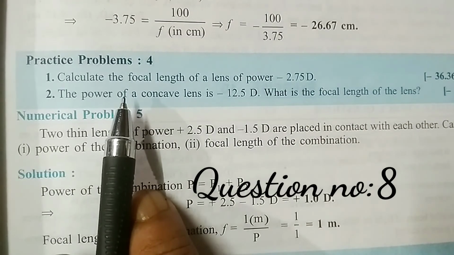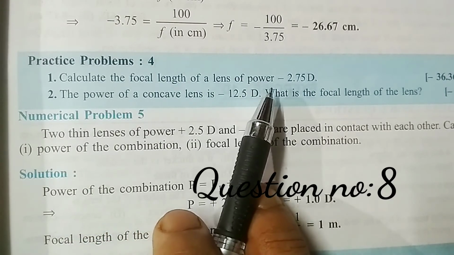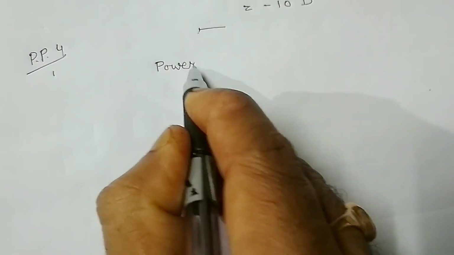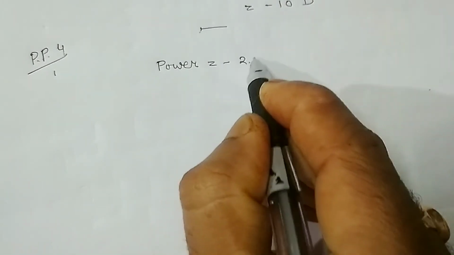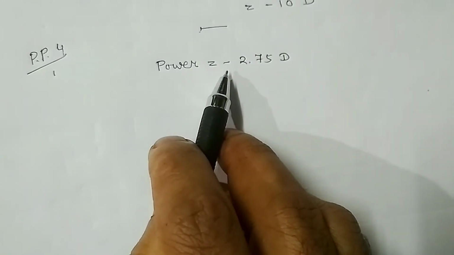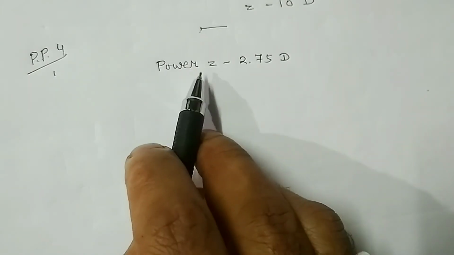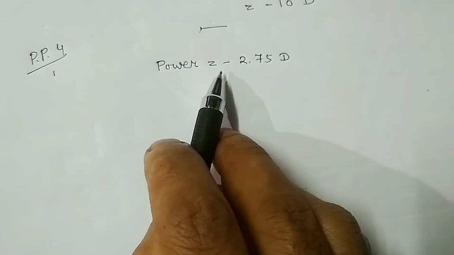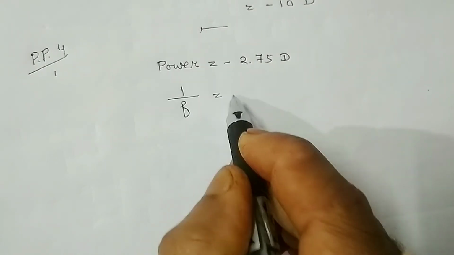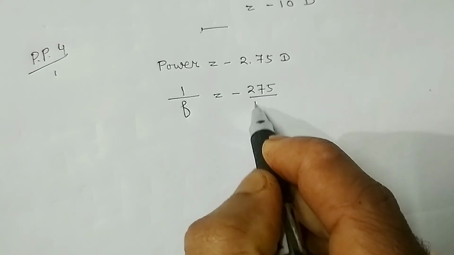Let me do another sum based on power of a lens. Your question is, calculate the focal length of a lens of power minus 2.75 diopter. Here power is minus 2.75 diopter. Since it is negative, the lens must be concave, because in case of a concave lens power is negative, and for convex lenses it is positive. Now we know power is 1 by focal length. So 1 by f equals minus 2.75, which can be written as 275 by 100.